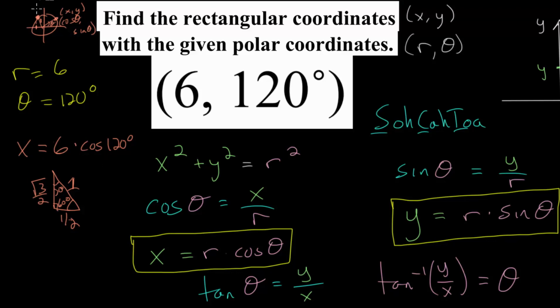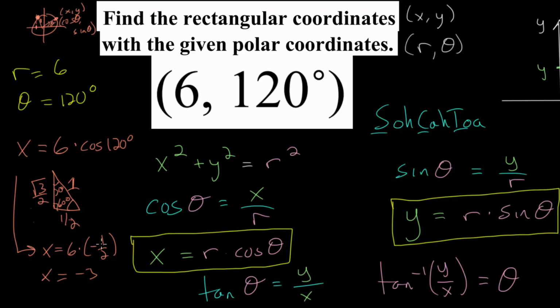But the usefulness of the unit circle is that we can recognize that x values on the left half of the coordinate plane are negative. So this cosine of 120 degrees is the opposite of this value right here. It would be -1/2. So x is 6 multiplied by -1/2, or x is -3.